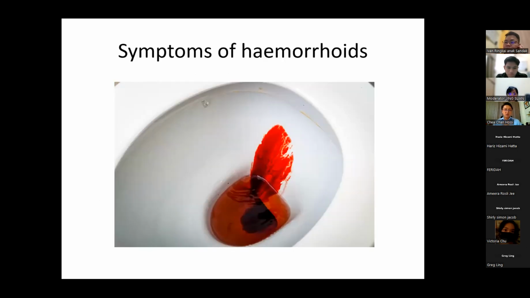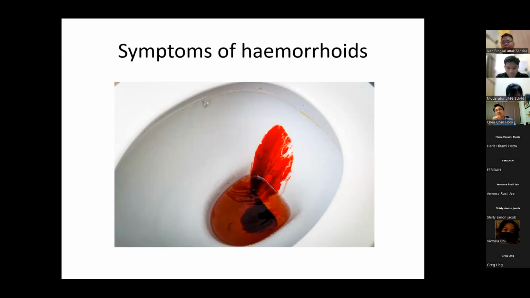Okay. So by far, the most common symptom of hemorrhoids is bleeding per rectum. And as this picture shows, the blood is usually bright red because it originated just at the end of our GI tract. So the moment it drips out, it is seen red. And frequently, it is not that much, maybe tissue paper or maybe 5 mils, 10 mils at most, right?